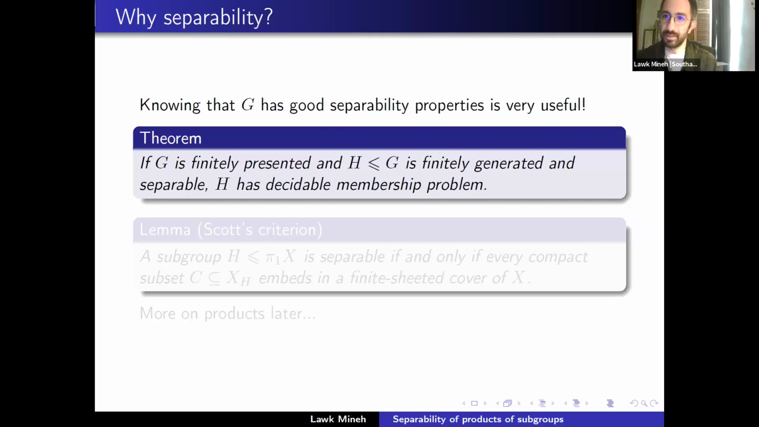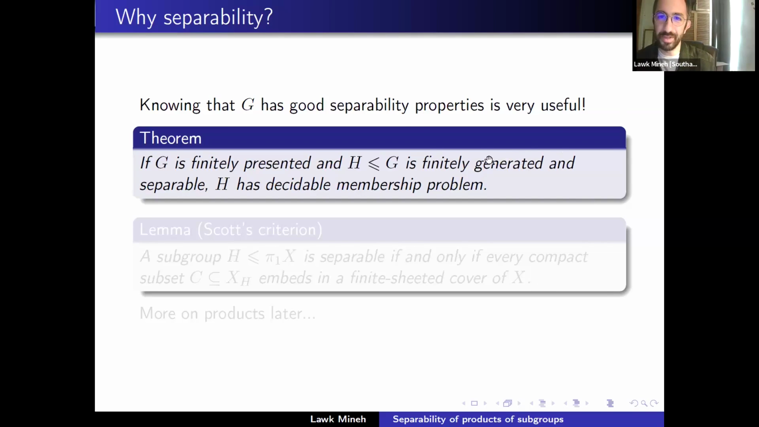But this is where separability comes in. Separability allows you to enumerate all the homomorphisms from your group down to finite quotients, which is something you can do because everything's finite. And if your element isn't in your subgroup, then it's going to fail to be in the image of the subgroup in some finite quotient eventually. So you essentially run these two parallel algorithms. One eventually terminates if your word is an element of the subgroup, and the other one, using separability, terminates if it isn't.